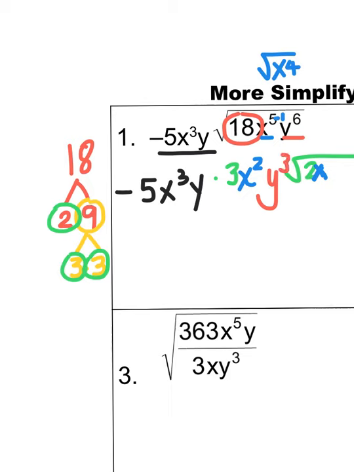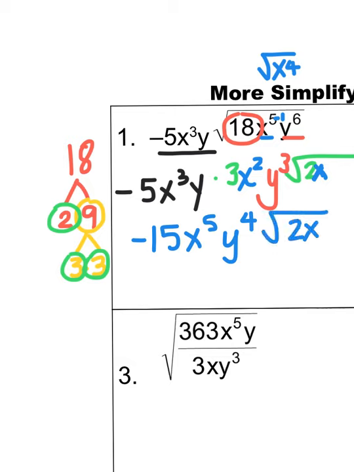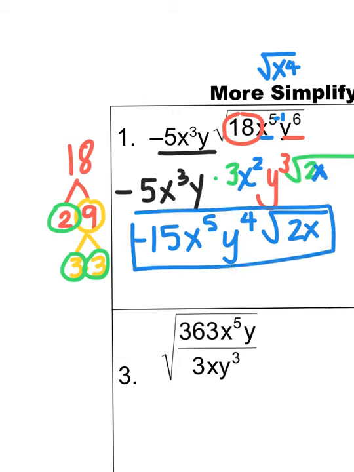Now that we've simplified the radical, we need to multiply. So we're going to multiply the coefficients and add the exponents. Negative 5 times 3 is negative 15. X to the 5th power, y to the 4th, times the square root of 2x. Box, cloud, or circle your answer.